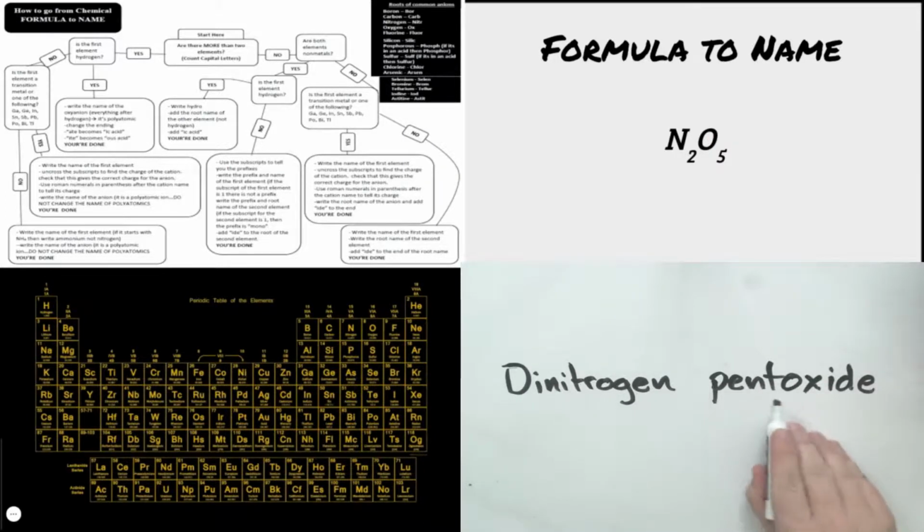Now, if you remember from the last video, I mentioned this. The prefix is penta, but since my element name starts with an O, we don't want to have pentaoxide because that's just kind of weird and cumbersome to say. So when my element name starts with an O or an A, we don't write that a second time. So we drop the A off the prefix. So it's pentoxide instead of pentaoxide. So just pentoxide. So dinitrogen pentoxide. And that is that one.